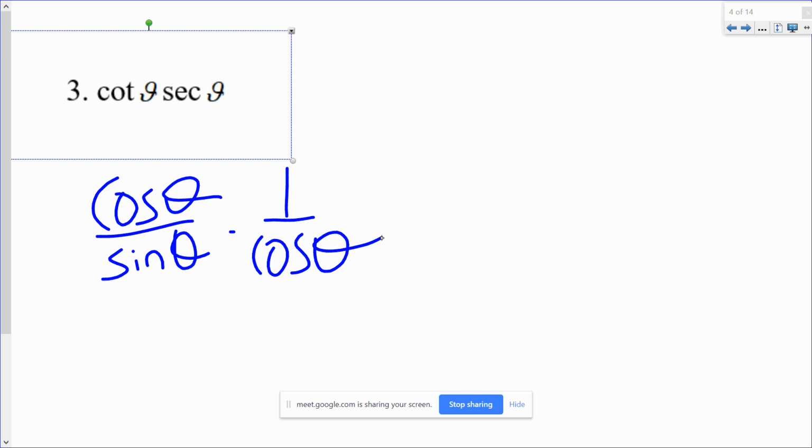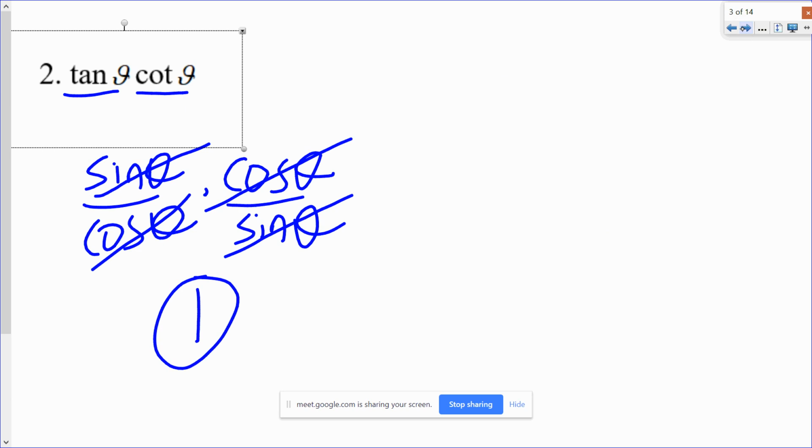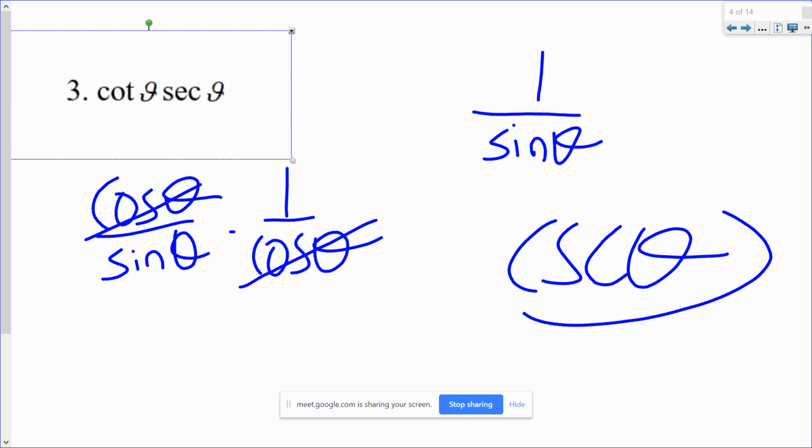Now, I want to cancel out. If there's anything the same on both top and bottom, cosines are going to cancel. I'm left with 1 over sine. I want to express my answer as a single trig function. So 1 over sine is equivalent to cosecant. And that's my answer. Questions?